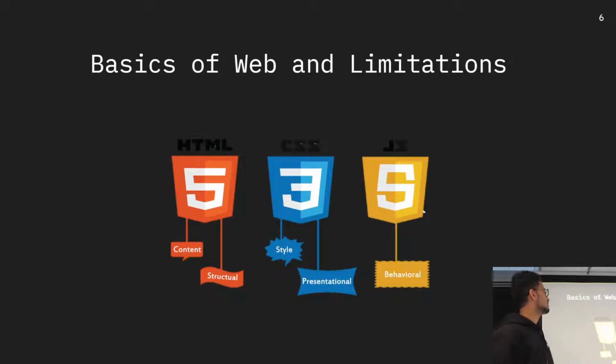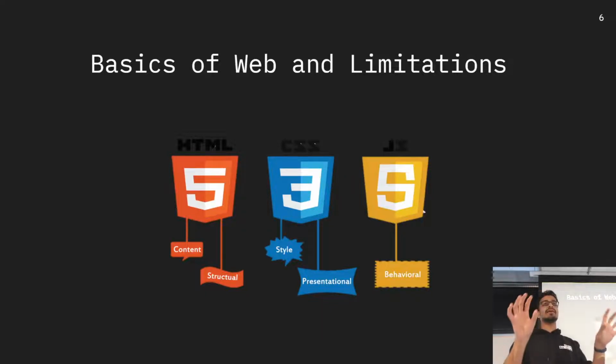Basics of web development and limitations. The three pillars of web development are HTML, CSS, and JavaScript. I'm assuming you have watched that pre-recorded workshop, but HTML is essentially the language you use to tell the web page how you're going to structure it, what is going to be where on the website. Essentially, you specify that in the HTML files.